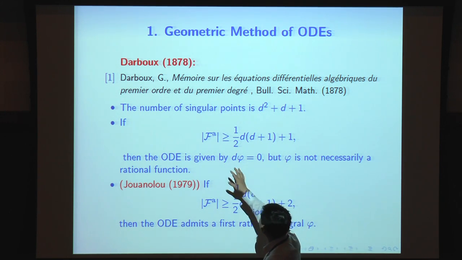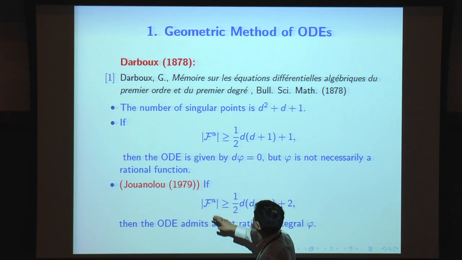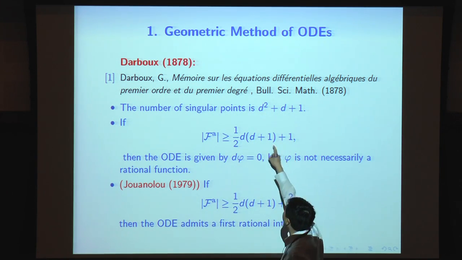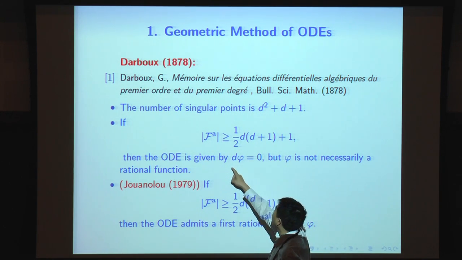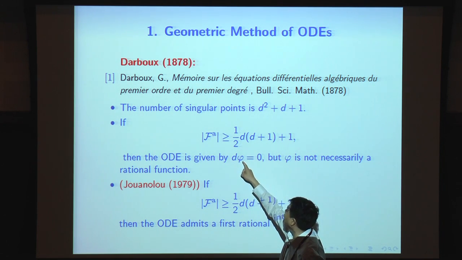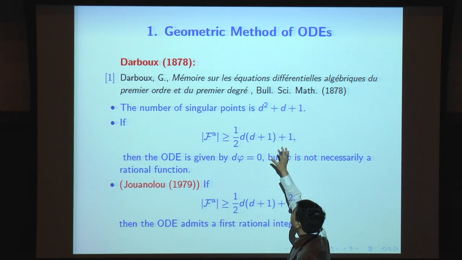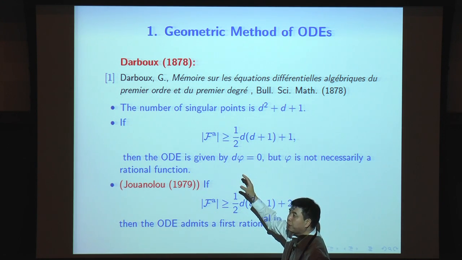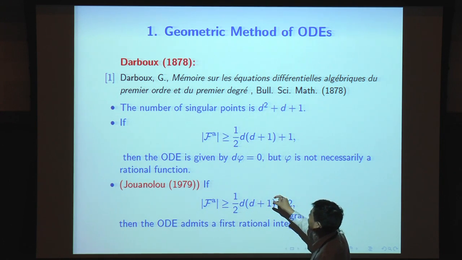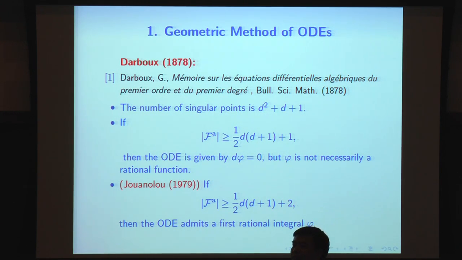He also considered the number of algebraic solutions, algebraic curves in this set. If this number is at least this one, then the differential equation is also given by this kind of equation. Phi is a function, but it's not necessarily a rational function. So in this case, we say the ODE has a first integral, but this first integral is not necessarily rational. It is meromorphic, or maybe more complicated than meromorphic. Locally, it is defined by some holomorphic function to a power, and the power is an irrational number.